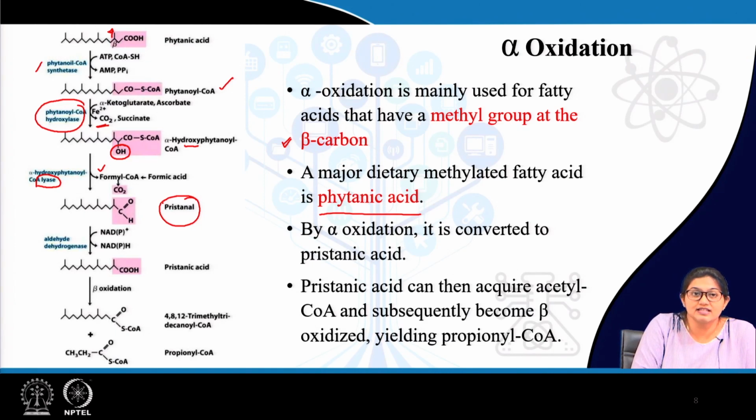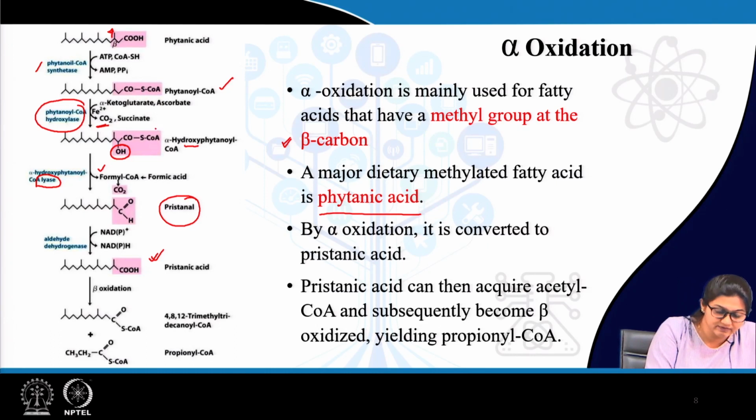Now, this pristanal further can undergo oxidation, forming pristanic acid. This pristanic acid then can enter the proper beta oxidation. So, once again, in alpha oxidation, what happens? The problem is there is a methyl group in the beta carbon position, for which beta oxidation cannot occur. So, the first thing is the alpha carbon is hydroxylated as well as there is decarboxylation.